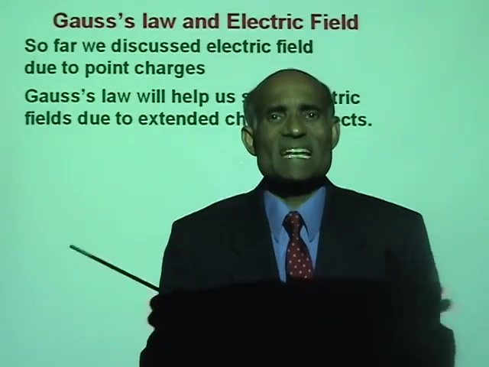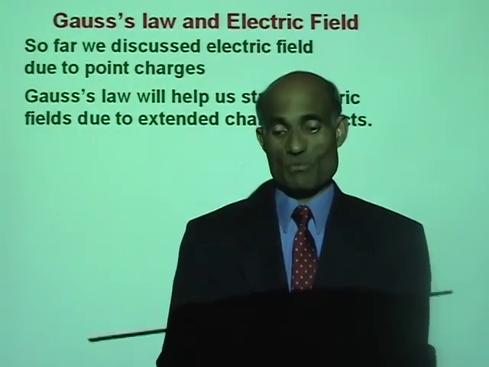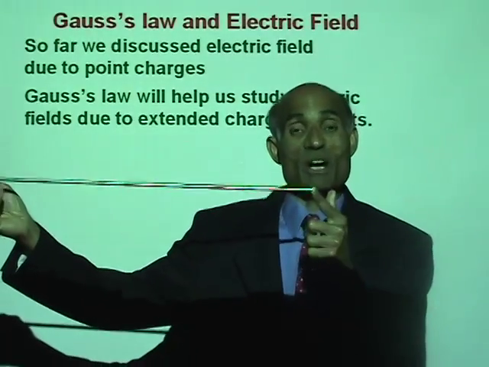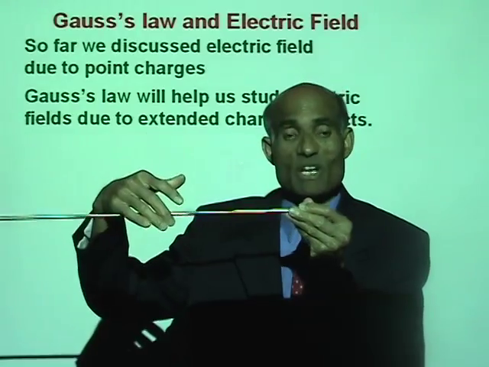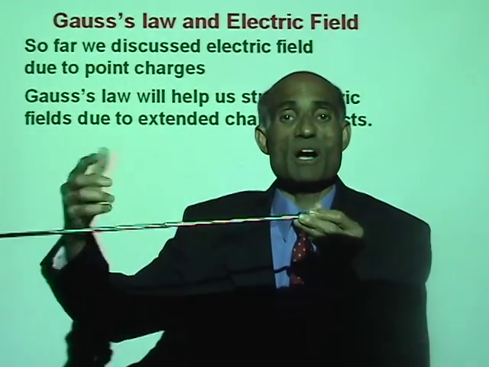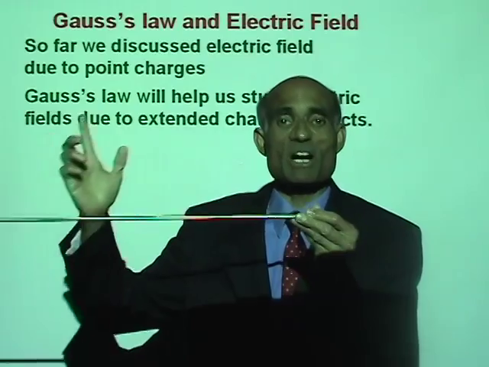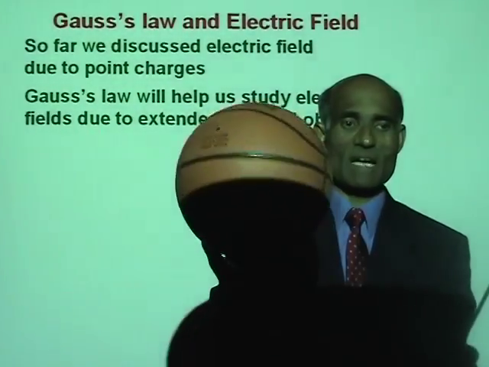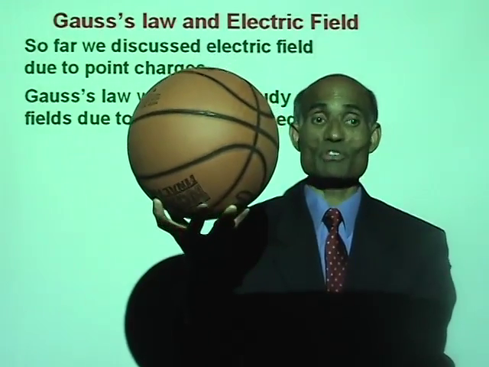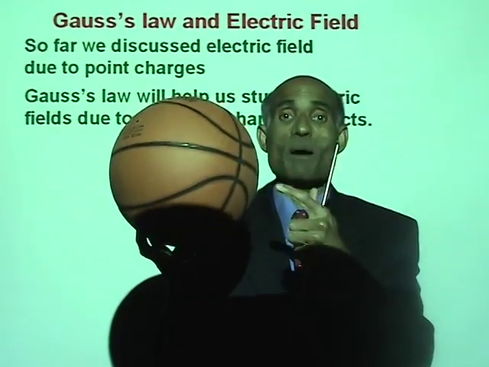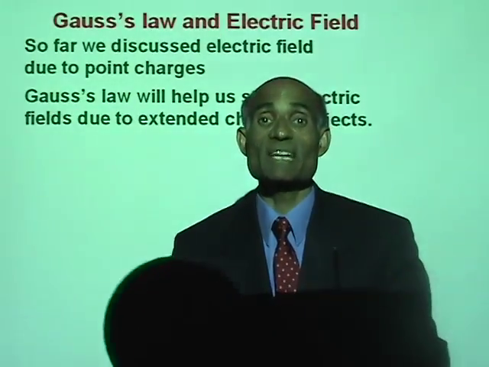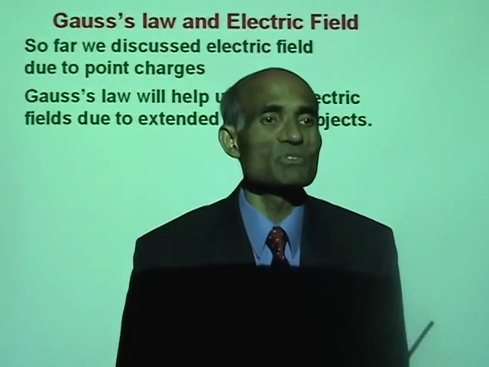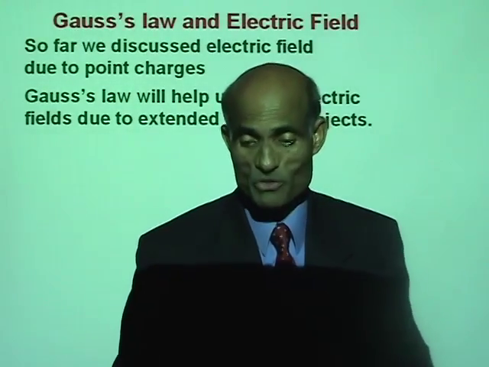Now, what are extended charged objects? Well, of course, an object like this is not a point charge. If you have an object like this given a certain amount of charge, this is an extended charged object. If you have a spherical object as big as this, it is not a point charge. This is an extended charged object. Well, this is what we aim to do today by discussing Gauss's law.